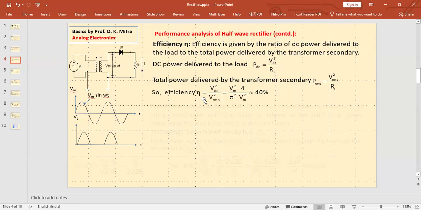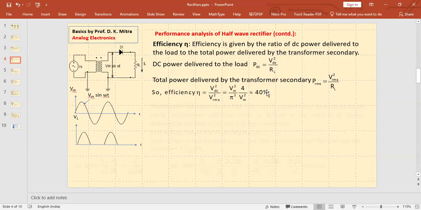Efficiency is VDC square by VRMS square, because this is RL, both sides it is RL. So it is power DC divided by power RMS. So it will be VDC square by VRMS square. Putting the value of VDC and VRMS that you have already got, it is 40%. So efficiency of this rectifier is 40%. That means whatever AC power is given to the rectifier, it supplies 40% of that in the form of DC power to the load.